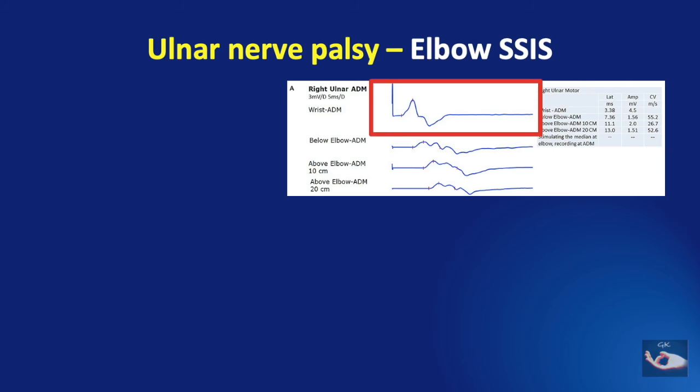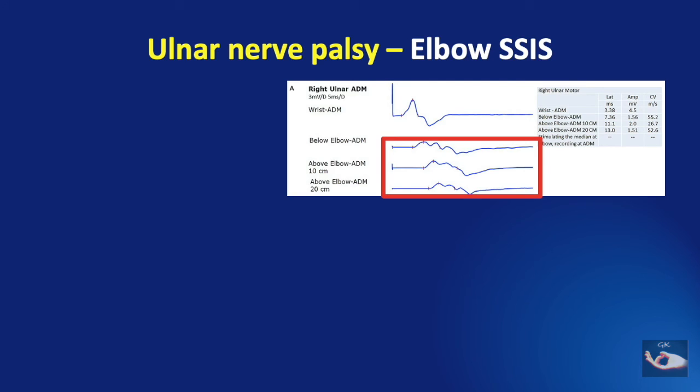When the stimulation is at the level of the wrist and the recording is done in the abductor digiti minimi, there is a normal configuration of the action potential. In a regularly done nerve conduction study, the recordings are then done from below the elbow and above the elbow at 10 centimeters and above the elbow at 20 centimeters.